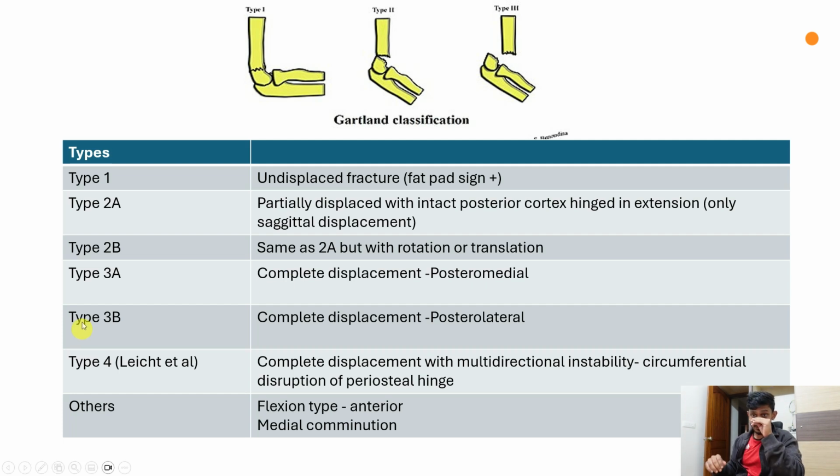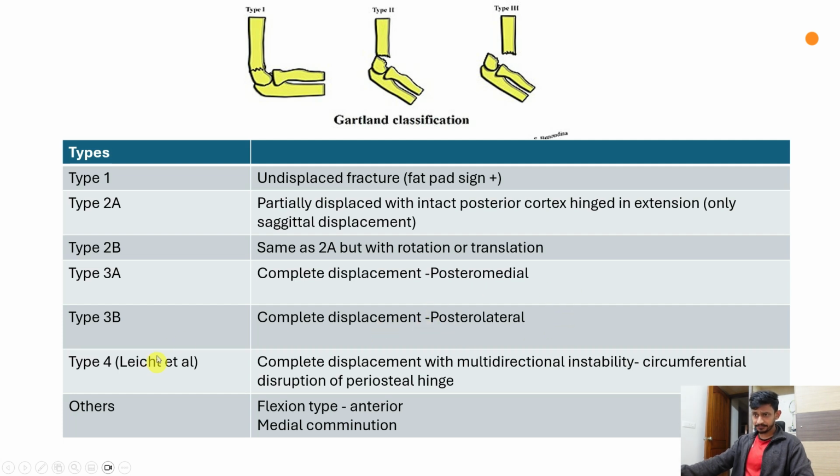And type 3. So in many textbooks, type 3 is only mentioned as a single entity. What I mean by that is, it is complete displacement. So the anterior and posterior cortex are fractured and there's no continuity between the distal and proximal fragments as visible on the X-ray. And some textbooks classify 3 as 3A and 3B. 3A is complete displacement with the distal fragment being displaced posteromedially. Type 3B is complete displacement with the distal fragment being displaced posterolaterally.